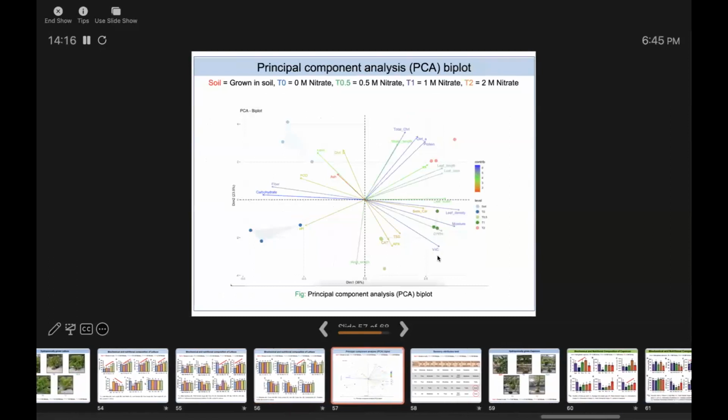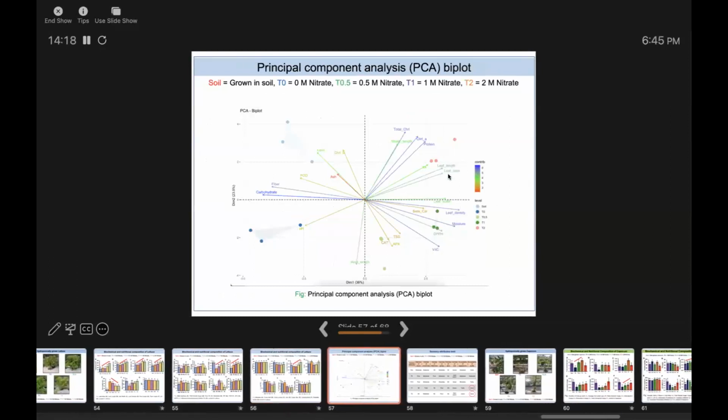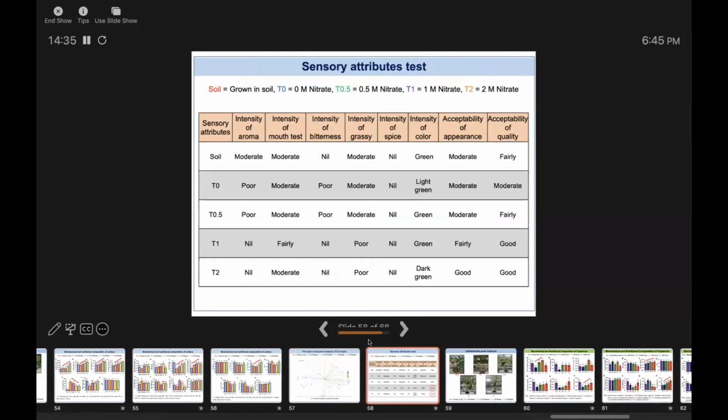So this is the PCA biplot. It's only to compare all the parameters and summarize which treatments are comparable. We found that the soil grown and T1 treatment, and T2 and T1 treatment, were also giving almost similar responses in terms of biochemical and nutritional composition.